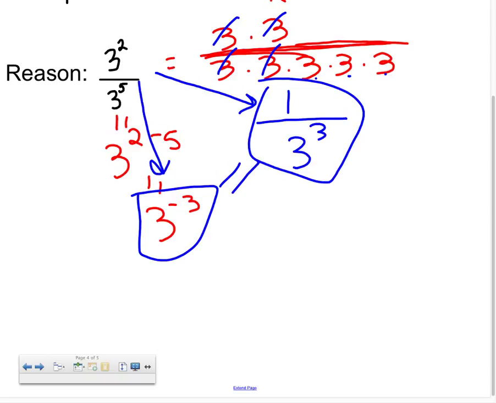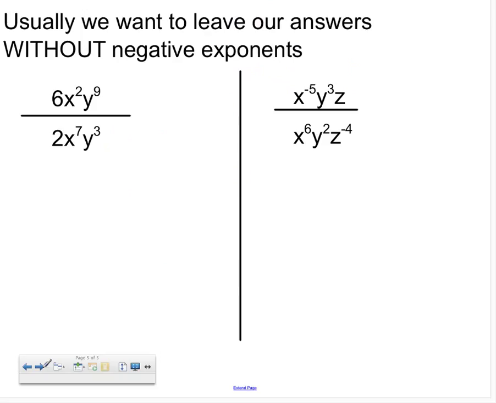Now, normally, when we do our work, we don't really like to have negative exponents in our final answer. It's kind of like leaving a fraction unsimplified. If you have a negative exponent, it's good form to turn it into a positive exponent for your final answer. Okay? Because, again, it's like leaving a fraction unsimplified. It's just not a very good or nice thing to do. So we usually do not want negative exponents in the final answer of our problem, even though sometimes we might have to deal with them during the problem.